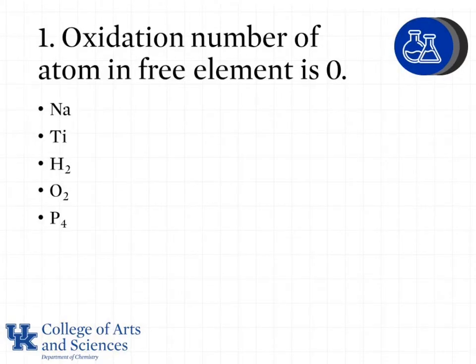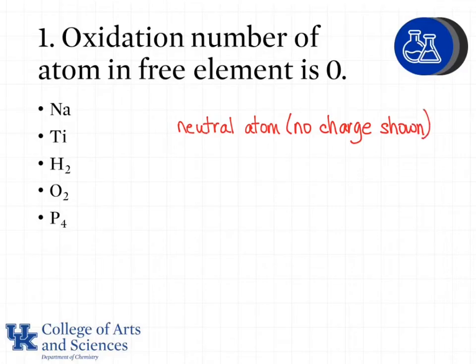The oxidation number of an atom in a free element is 0. Note that these are all neutral species, and we know they are neutral because there is no charge explicitly shown. Remember that any species that has a charge, whether it be positive or negative, must show that charge on the particle.